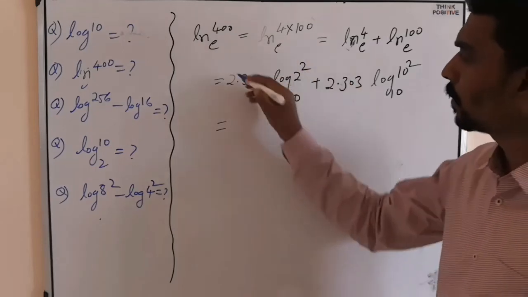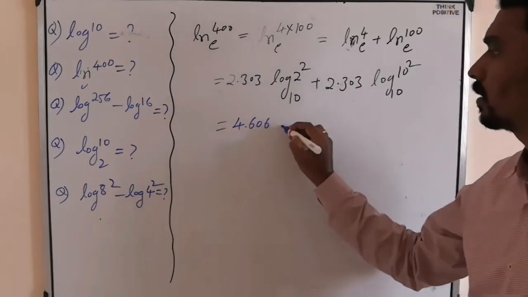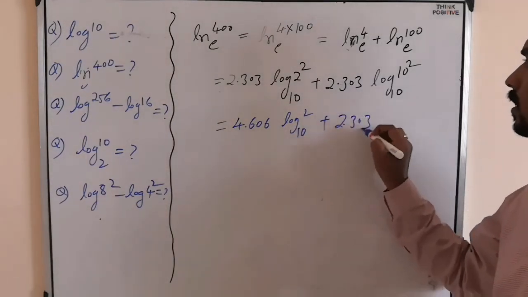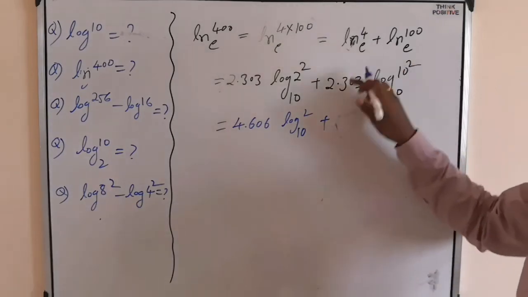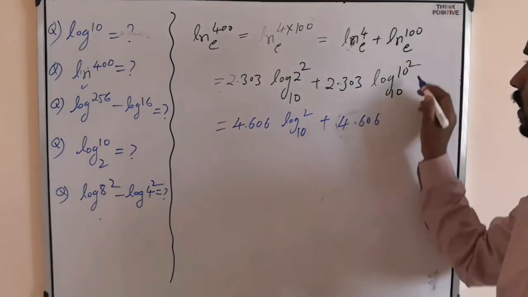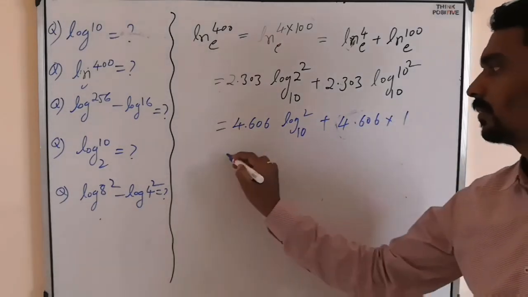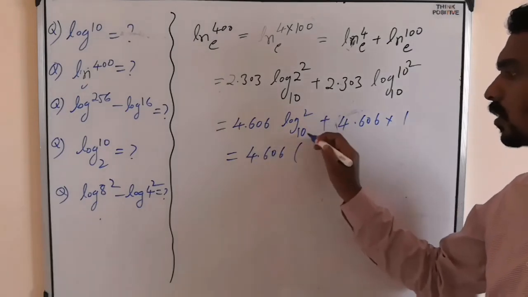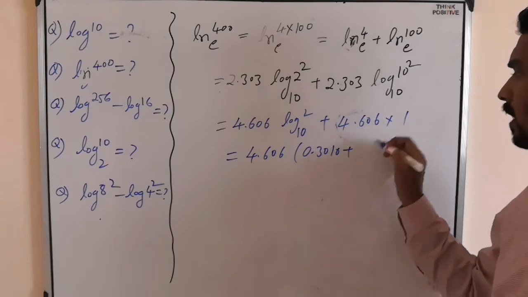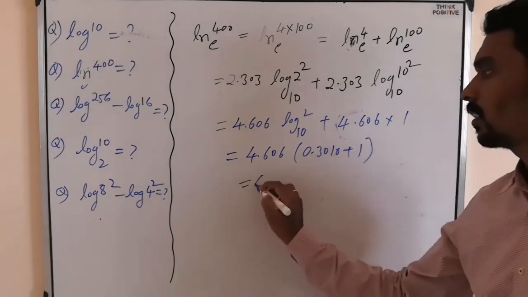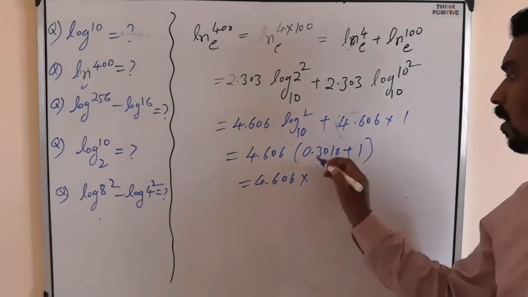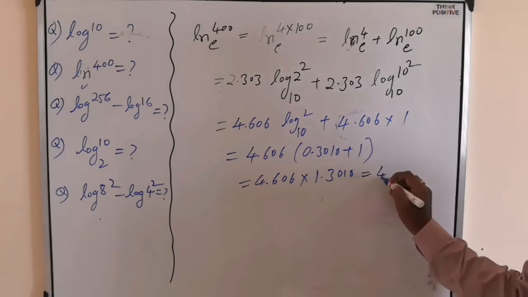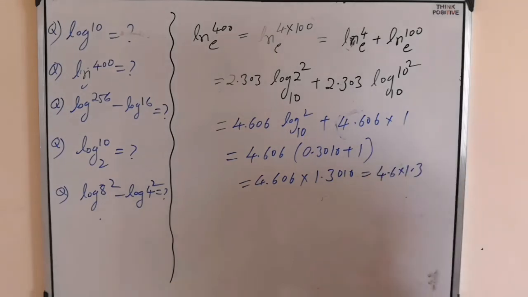The 2 will come and become a multiplier. So this is 4.606 log 2 base 10 plus 4.606 log 10 base 10, which is 1. So 4.606 is common: log 2 base 10 is 0.3010, plus 1 remains. So 4.606 into 1.3010, which is approximately equal to 4.6 into 1.3.